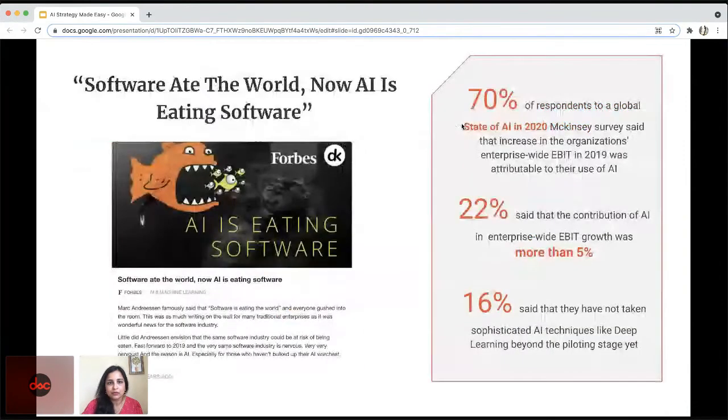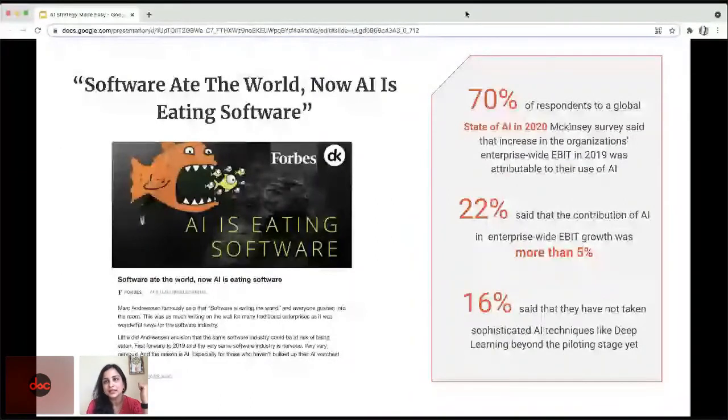And we will move on to the next slide, where we are talking about why you really need to have an AI strategy. In 2011, Marc Andreessen had this very famous article where he said software is eating the world. And now it's the next level. Software ate the world, and now AI is eating software. It has become pervasive everywhere, and a lot of companies are adopting AI.